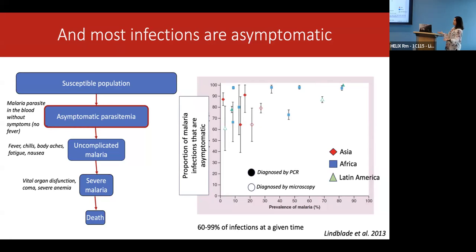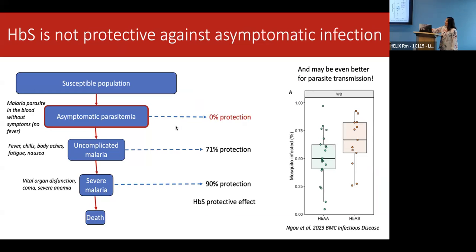And so these are just people that are not being affected, but are carrying parasites and can potentially be transmitting them. So this is true across different continents. Most malaria cases, most parasite infections, are asymptomatic. So there's even some evidence that maybe sickle cell is actually better for parasites, that they increase transmission. This is results from a mosquito infection assay measuring how many mosquitoes are infected when they feed off of blood from sickle cell trait carriers and non-sickle cell carriers.